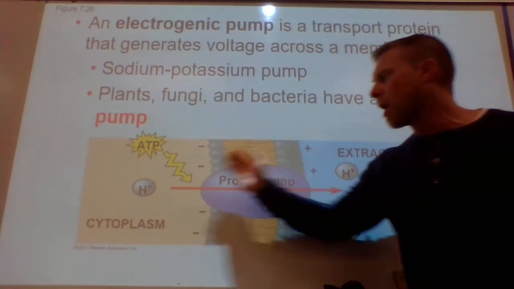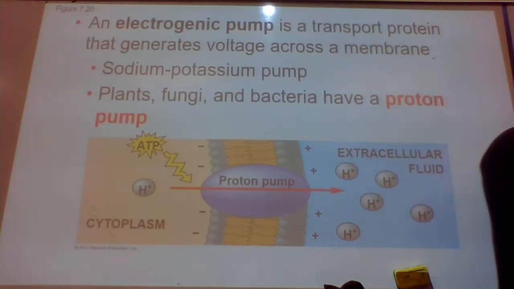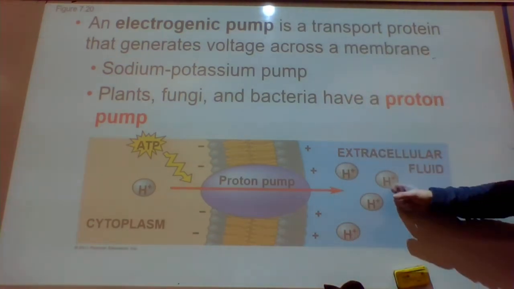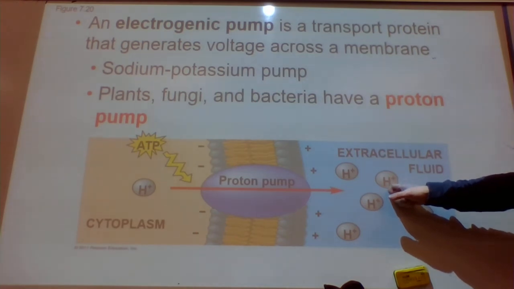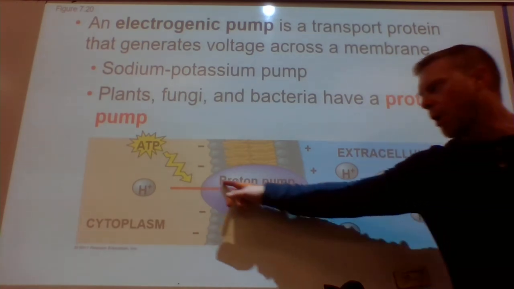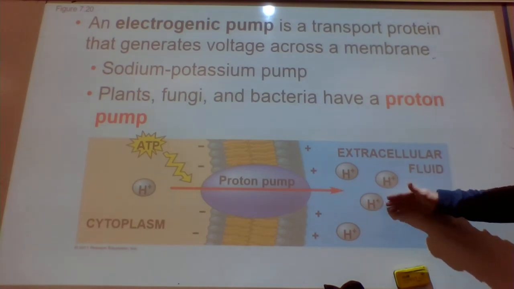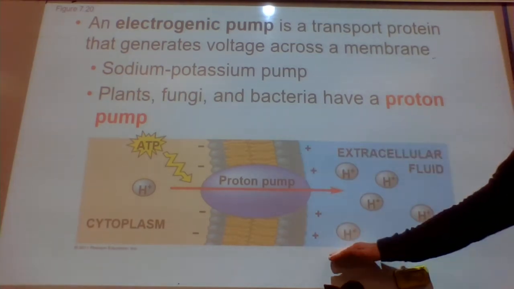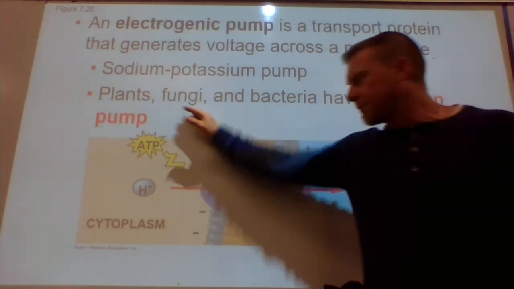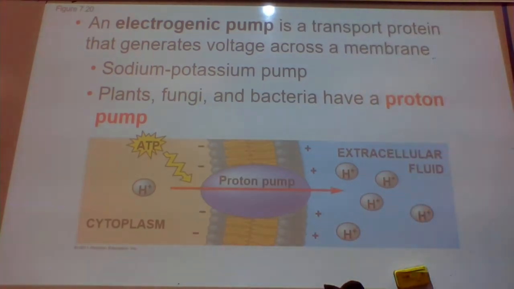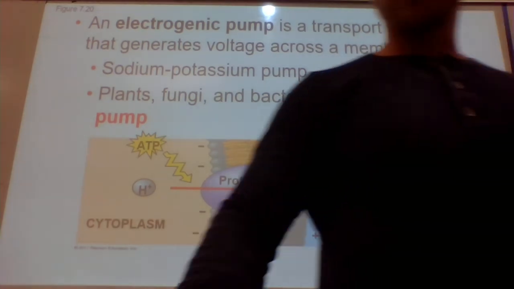And the reason why it creates this gradient of charge is because protons have what charge? Positive charge, right? So you're pumping all the positives out, which gives it a positive charge on the outside, and therefore gives it a negative charge on the inside. So a proton pump also creates an electrochemical gradient, a gradient of both charge and chemicals.